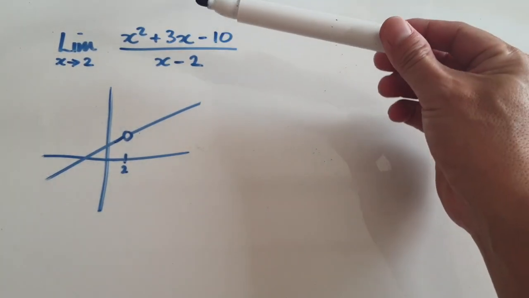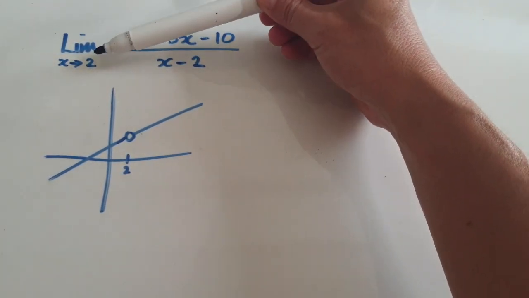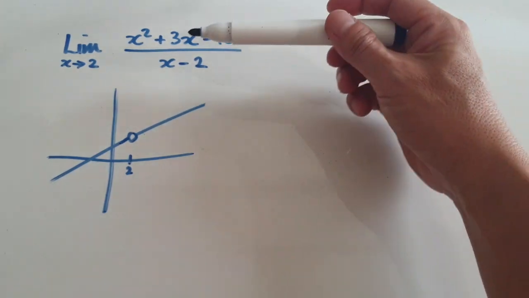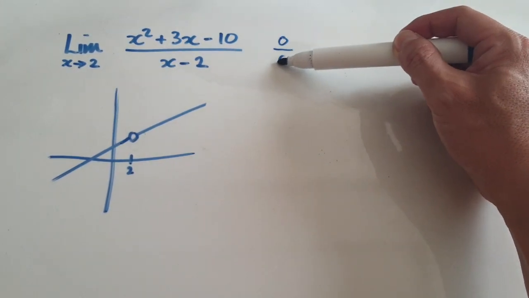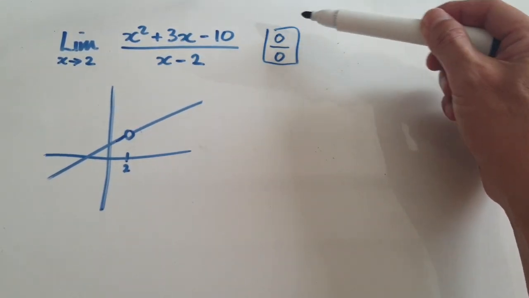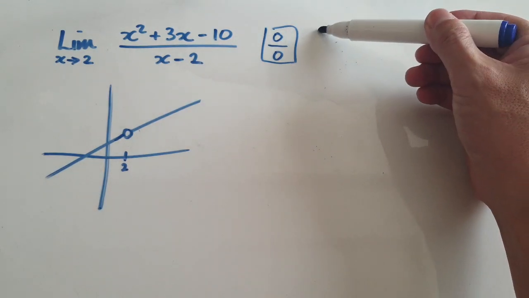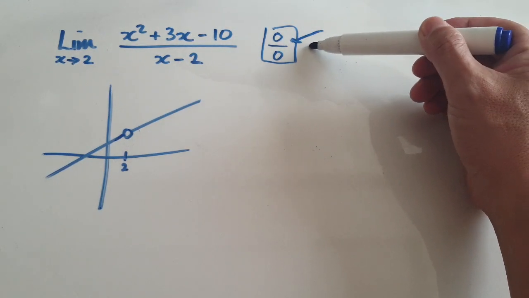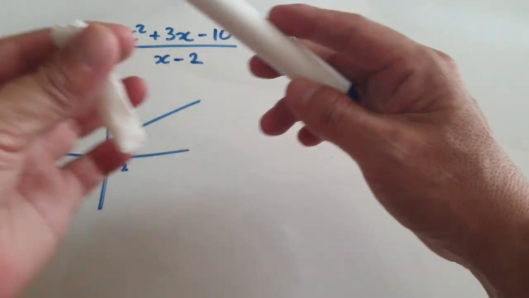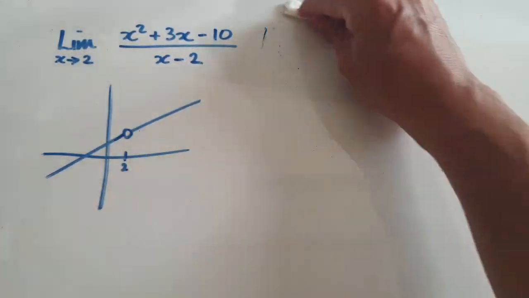Let's try and do this limit problem. So the normal routine is for us to put the 2 into the x, and it turns out to be 0 over 0. When it comes to limits, when you get 0 over 0, you can't determine anything. Sometimes the limit exists, sometimes it doesn't exist. You just don't know. You need to do something cunning in order to find the limit.